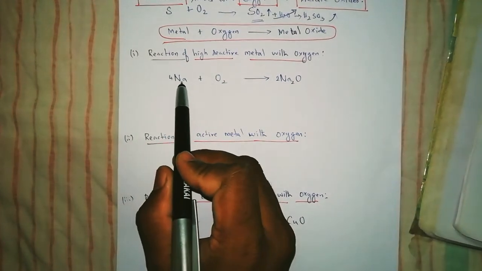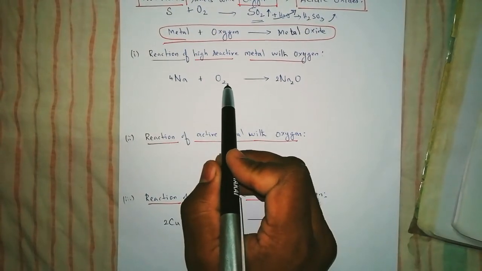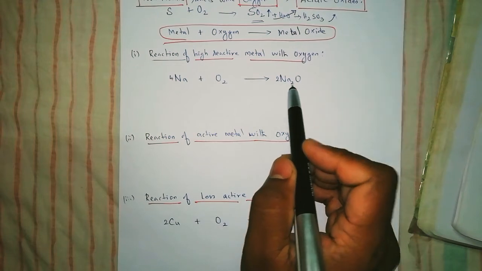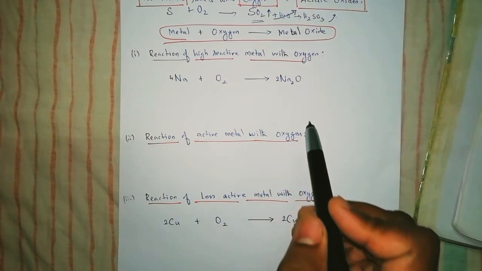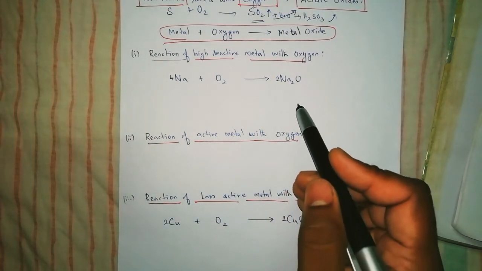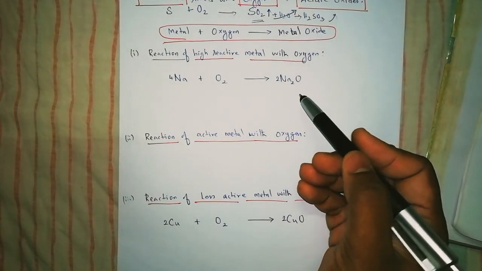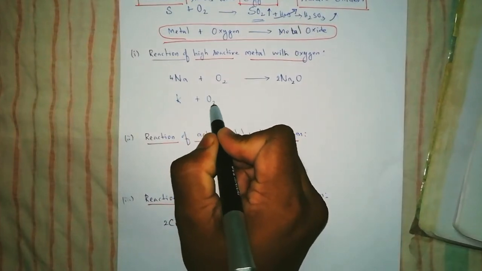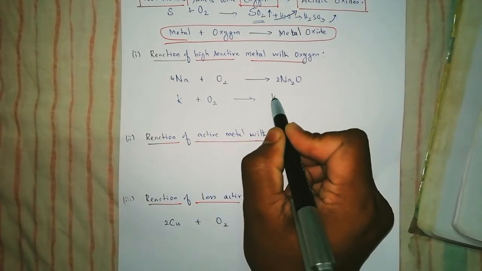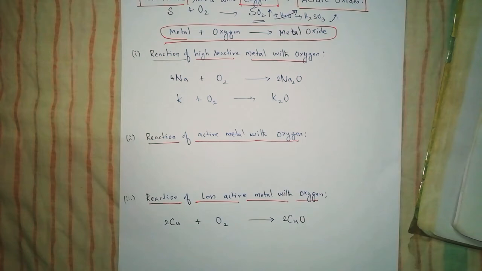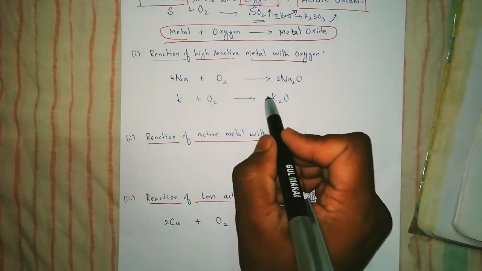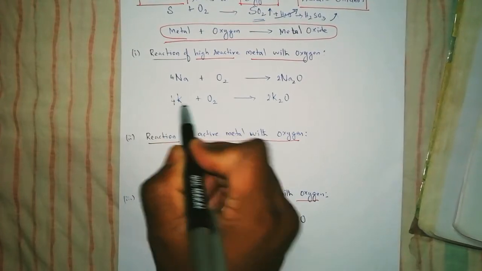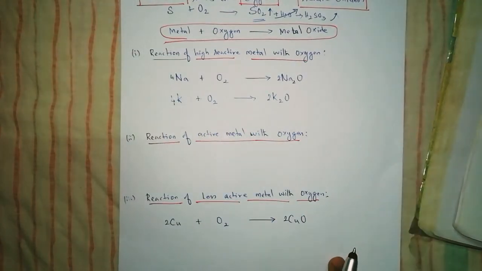The most reactive elements like sodium, when they react with oxygen, give a metal oxide. Sodium oxide is a metal oxide, right? It gives sodium oxide, and this sodium oxide is also basic in nature. Okay, let's try with potassium. When potassium reacts with oxygen, what happens? It gives potassium oxide, right? And we need to balance this. So put 2 here for oxygen and 4 for potassium.